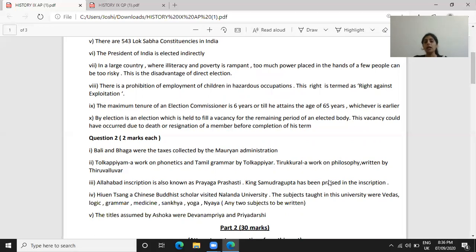Answer 3. Allahabad inscription is also known as Prayaga Prashasti. King Samudragupta has been praised in this inscription. Again 2 points, so 2 marks to yourself. Answer 4. Huen Tsang, a Chinese Buddhist scholar, visited Nalanda University. The subjects taught in this university were Vedas, logic, grammar, medicine, Sankhya, yoga, and Nyaya. You have to mention any 2 subjects, and if you have, then give yourself 2 on 2. So well done to all the students who scored 10 on 10 for all the 5 correct answers.